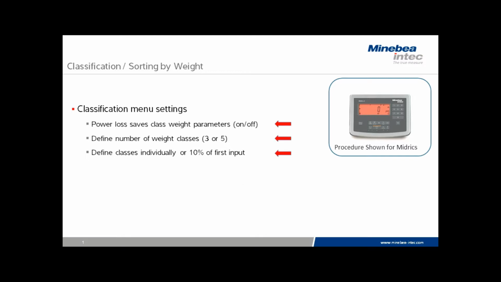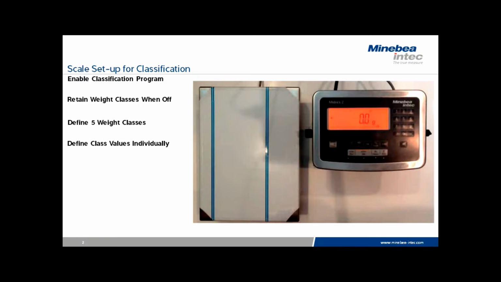For purposes of the demonstration, we're going to look at the basic parameters that need to be addressed for a manual sorting process. Now, before we begin the actual demonstration, we need to enable the classification program.